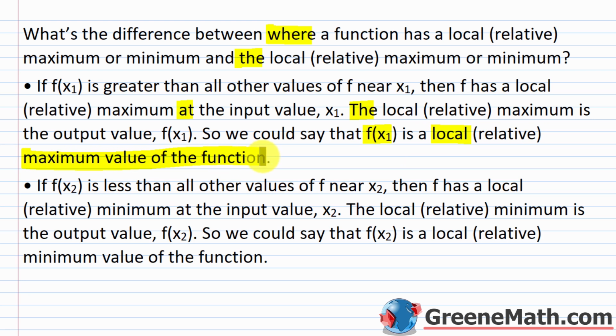And it's the same thing for this one when we talk about a minimum. So if f of x sub 2 is less than all other values of f near x sub 2, then f has a local, or again, you could say relative, minimum at the input value x sub 2. So again, if they're asking you where, you're typically saying it's at, and you give the x value. Then you could say the local, or again, relative, minimum is the output value. So that's your f of x sub 2. So we could say that f of x sub 2 is a local, or again, relative, minimum value of the function. So just keep that in mind if you get questions about local extrema.